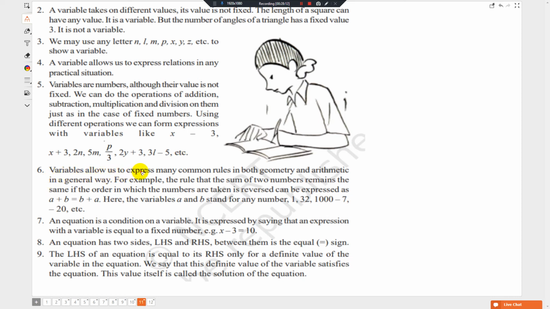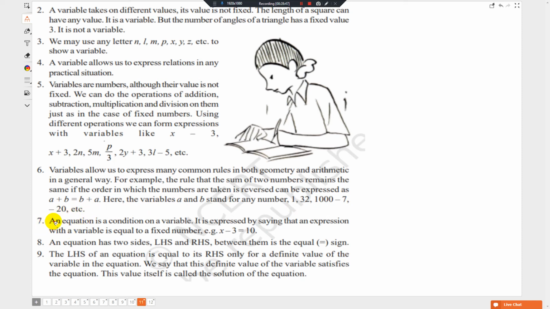Variables allow us to express many common rules in both geometry and arithmetic in a general way. For example, the rule that the sum of two numbers remains the same if the order in which the numbers are taken is reversed can be expressed as a plus b is equal to b plus a. Here, the variables a and b stand for any number: 1, 32, 1000, minus 7, minus 20, etc.